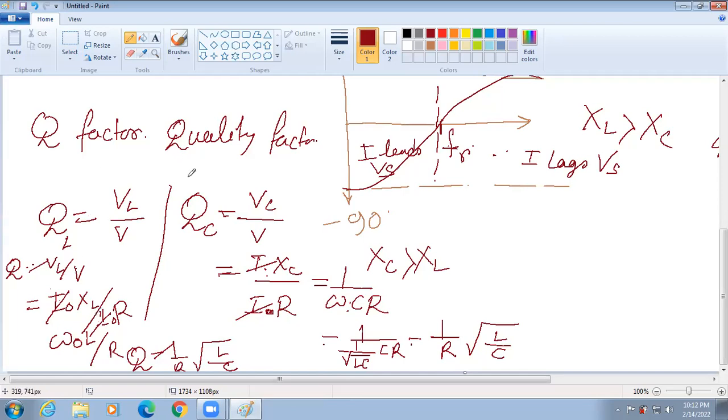So guys, I am going to stop here. Next, I am going to start another meeting so that we can solve a numerical on this resonance circuit. Then we will go for the parallel resonance circuit. Okay, thank you.